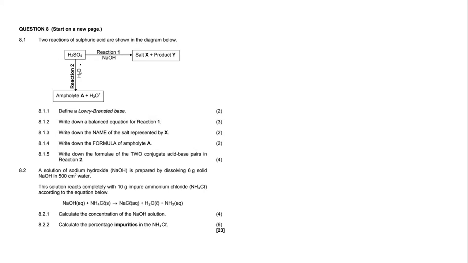We have sulfuric acid. In reaction number 1, sulfuric acid is reacting with sodium hydroxide. Let me write it in this way because it might confuse you a little bit. So for reaction number 1, we can see that we have the sulfuric acid reacting with sodium hydroxide to form a salt and a product Y. So here we have X and there we have Y, okay? It's a reaction of an acid and a base to form a salt and product Y.